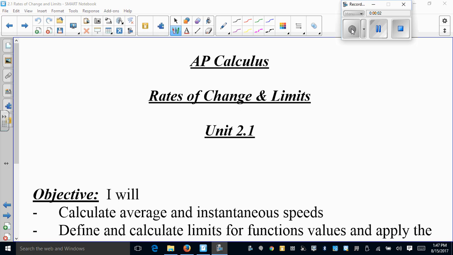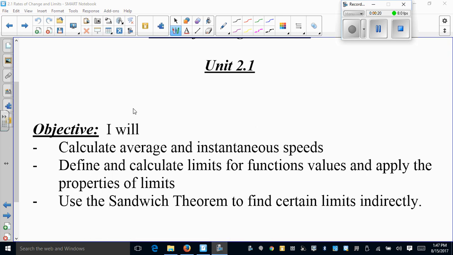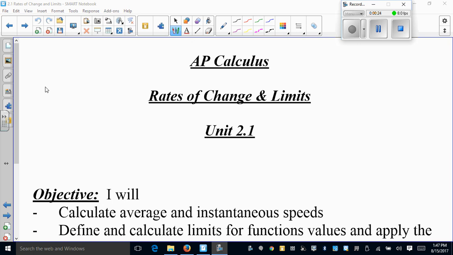Okay, good morning, afternoon. This is Calculus, Unit 2.1, Rates of Change and Limits. Your objective is going to be to calculate average and instantaneous speeds, define calculus limits for function values, apply the properties of limits, and then use the sandwich theorem to find certain limits indirectly.